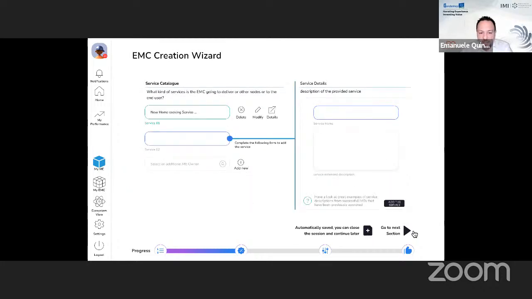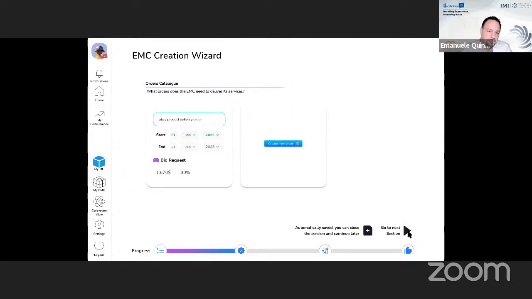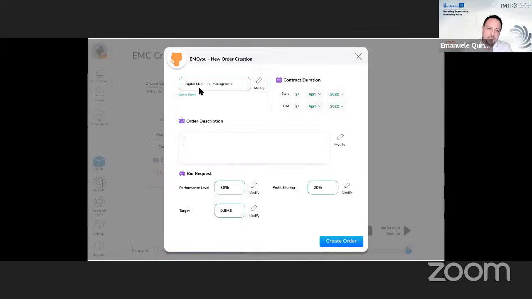And the EMC, of course, will have a service catalog. So a number of services with a name, a description that can be created. And it will permit order bidding. This is an example of a bid request. I can create a new bid request, let's say for a digital marketing management. I can explain contract duration, a description, performance level, profit sharing.